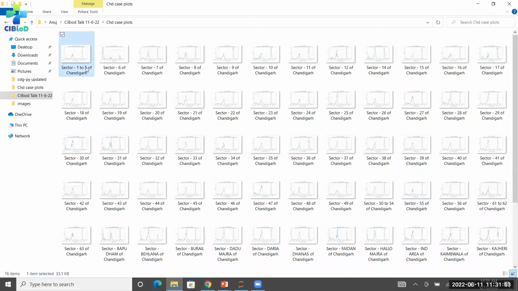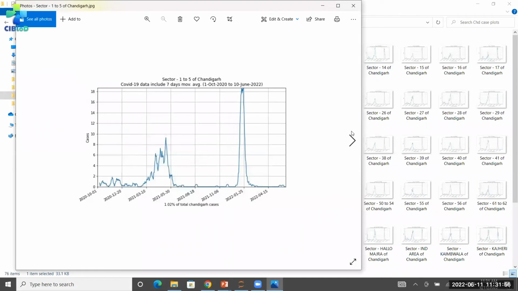Okay, could you confirm if you can see these graphs? Yes, sir. Okay, so these are sectors 1 to 5, as 1 to 5 have very little population, so I have merged these sectors. You can see the data is between 1st of October 2020 to 10th of June, right? You can see how these peaks indicate the highest number of cases. The highest number of cases in sectors 1 to 5 in a single day, by the 7-day weekly average, is around 19 or 20, not more than that. So I will go fast here.